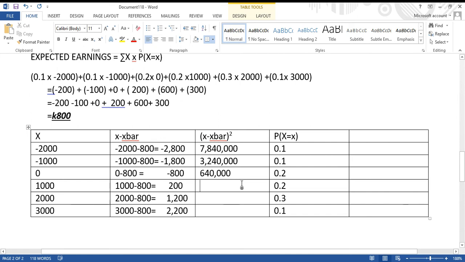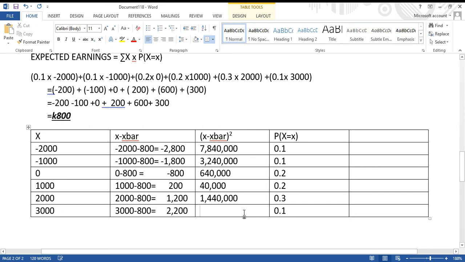200 squared. This should be 40,000. Let's confirm with your calculator. Then 1,200 squared is 1,440,000.